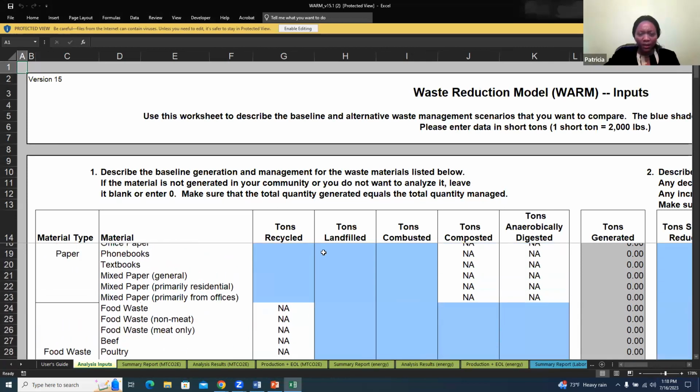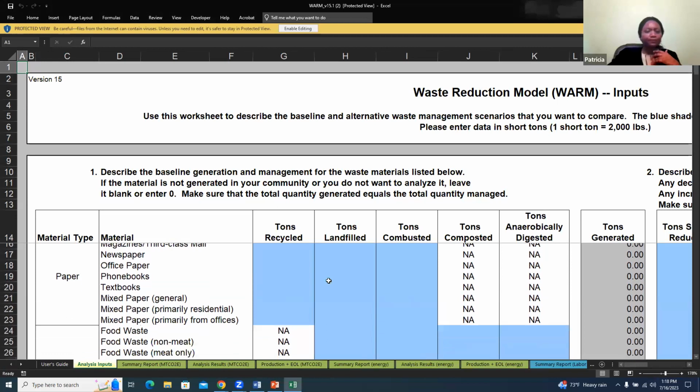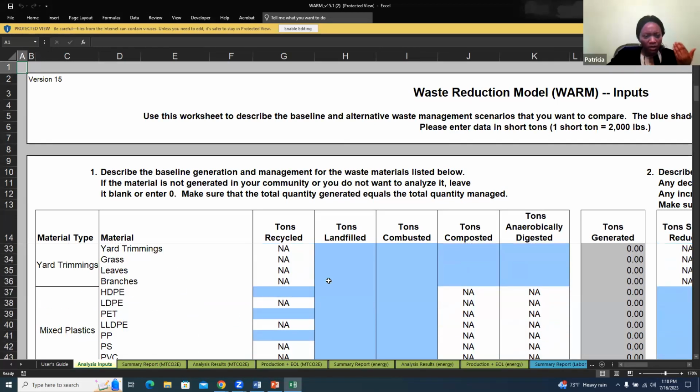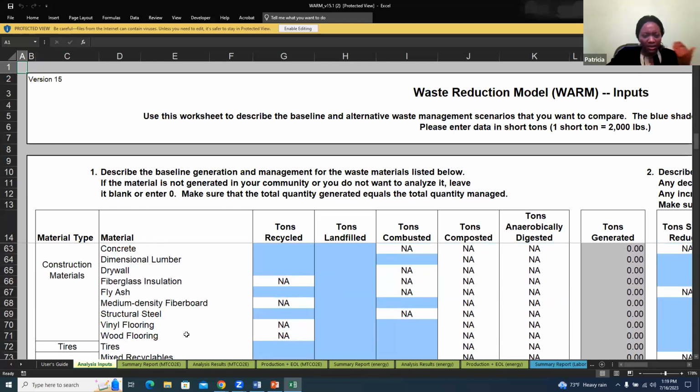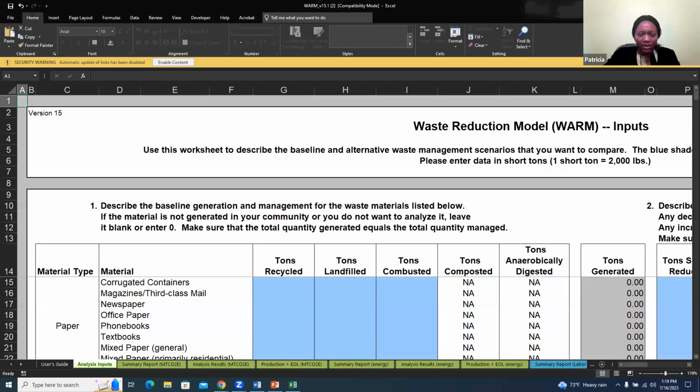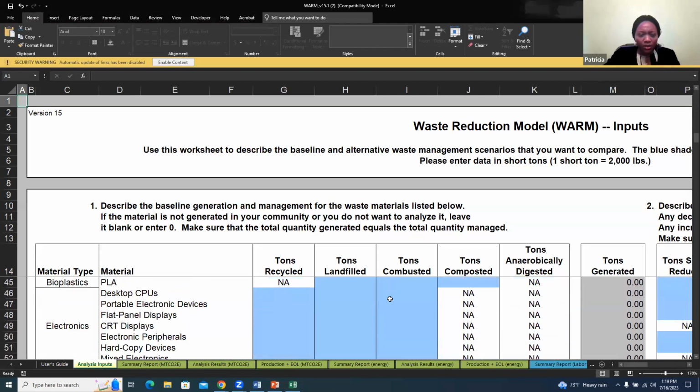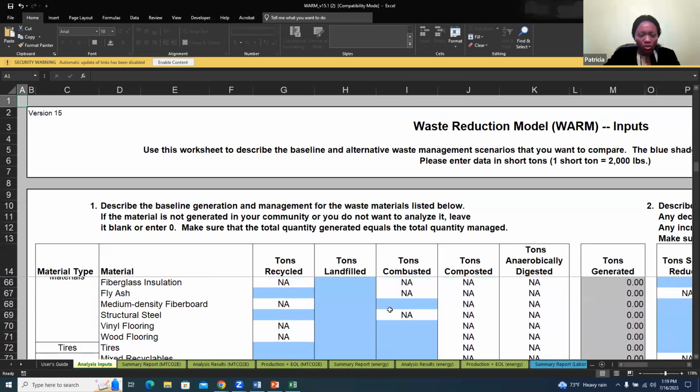So whatever material that we want to compare, let's say for instance, I was talking about wood. If I look out here, I can see mixed plastics, electronics, metals, glass, construction materials. Under that, let's pick something like wood flooring. We have to put in the dimensions in terms of tons, landfill. So if you have it in kilograms, convert to tons. For instance, I'm going to put in 10 here. First enable editing, because if we don't enable editing, it won't let us type inside. So enable editing and then go to the wood floor and I'll put 10 in here.